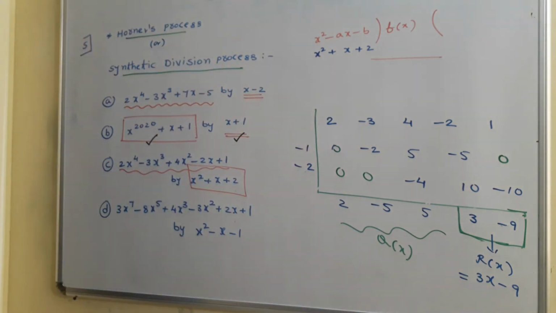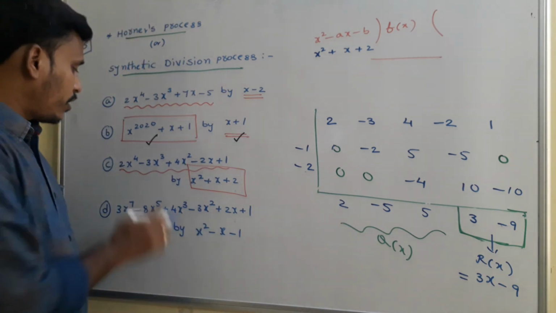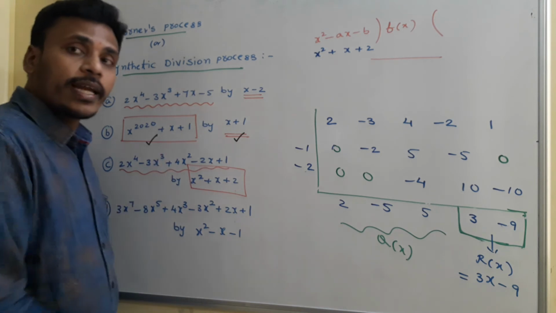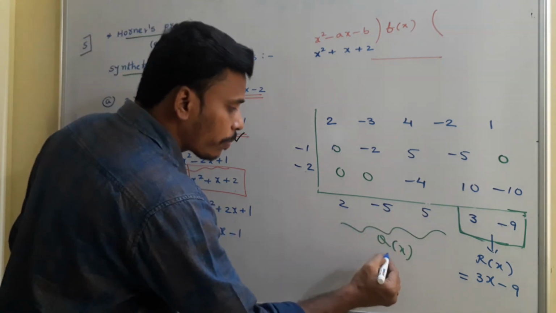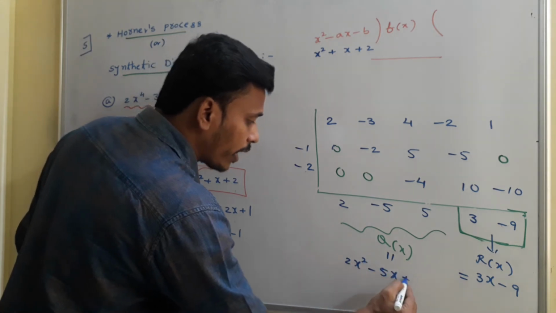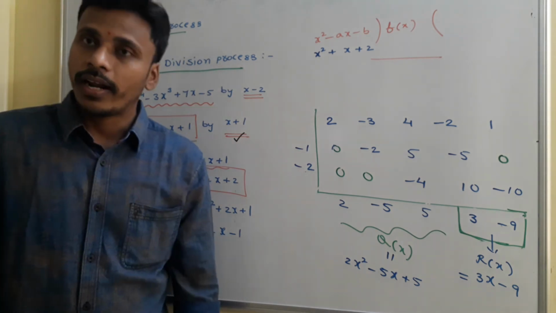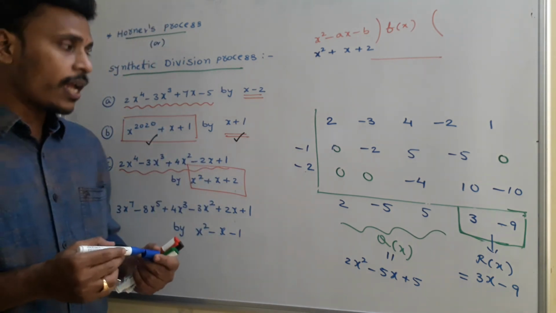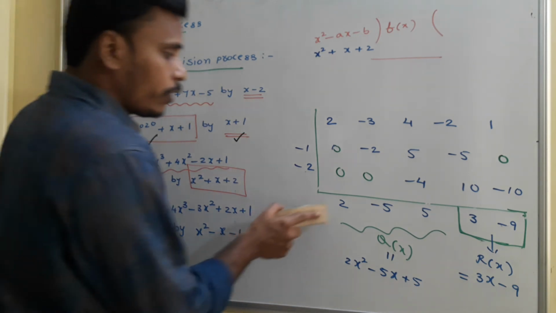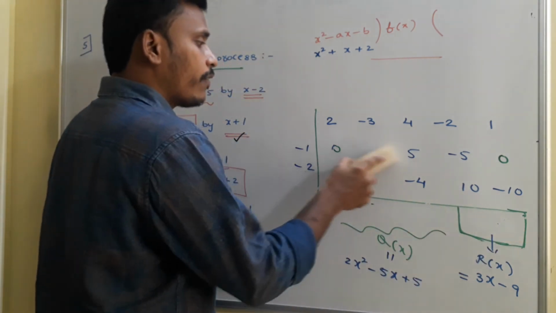Here the remainder is 3x minus 9. What is the remainder? 3x minus 9. And these three numbers will represent the quotient. See, this is of 4th degree. We are dividing by a 2nd degree, so you will get only a 2nd degree quotient. So the quotient here is simply 2x square minus 5x plus 5. This is synthetic division for a quadratic factor. Have a look. Once again, if you need, I will explain it for you. I am erasing these numbers. Okay, you just have a look.